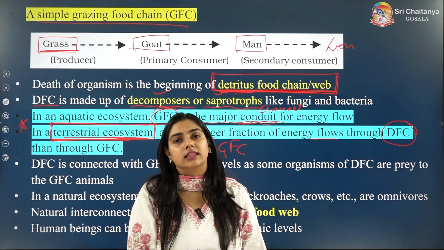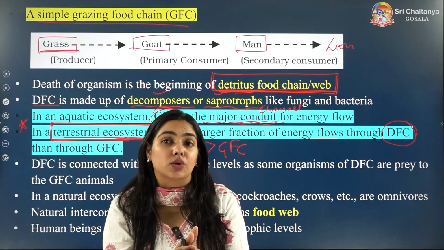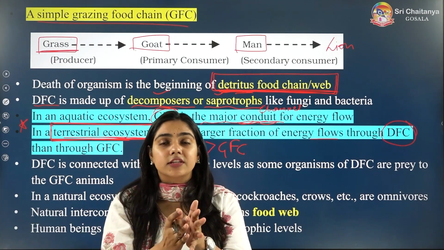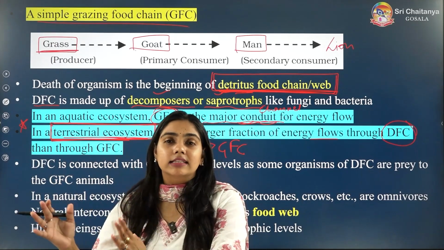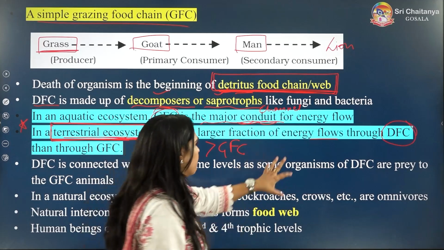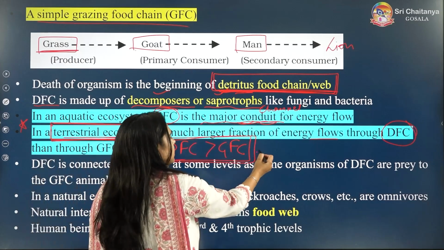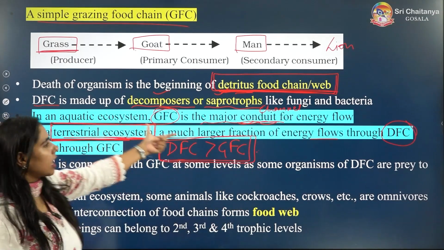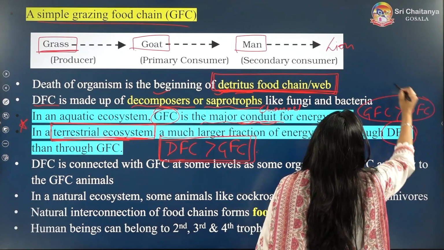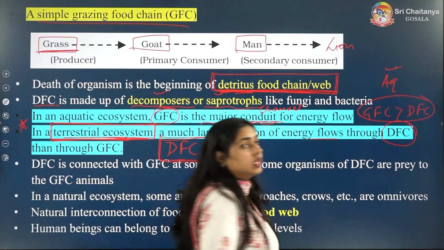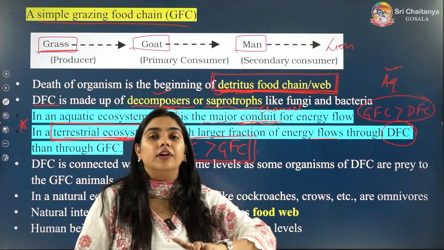But that is not the case in the terrestrial ecosystem. In the terrestrial ecosystem, DFC is playing the major role as compared to GFC in the flow of energy. So remember this point: DFC is greater than GFC in the terrestrial ecosystem, whereas in the aquatic ecosystem, GFC is greater than DFC. So there is a difference in the role of GFC and DFC in different ecosystems.